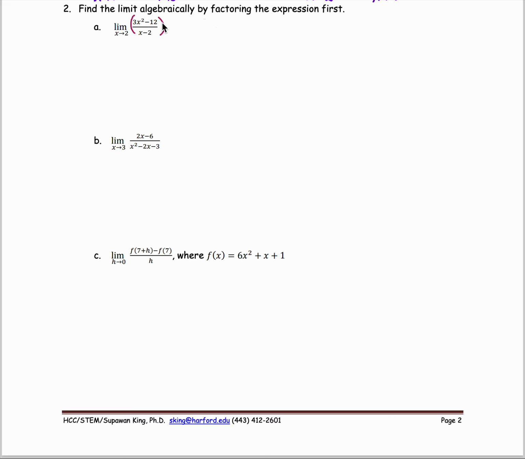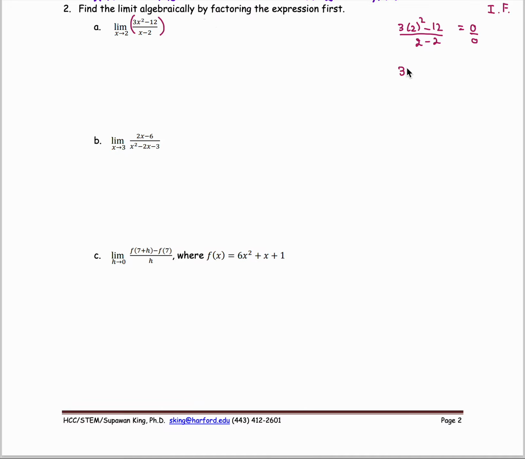As you replace the x with the value 2, let me set it on the side here. So 3 times 2 squared minus 12 turns out to be 0 for the numerator, and the denominator, of course, 2 minus 2, is also 0. So it's an indeterminate form. Then we have to simplify it by factoring completely and then find the limit at the end.